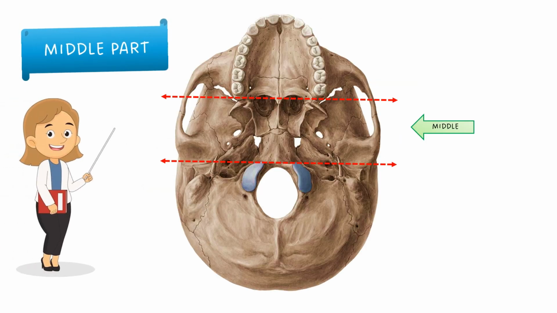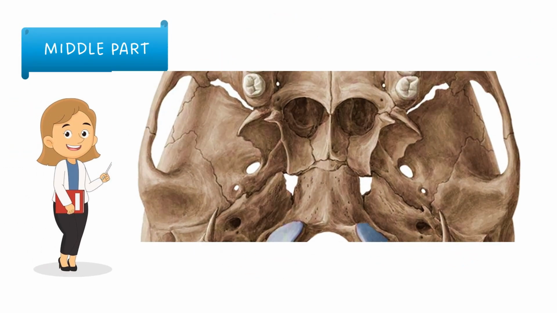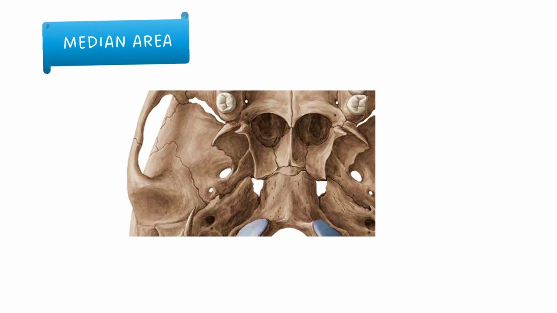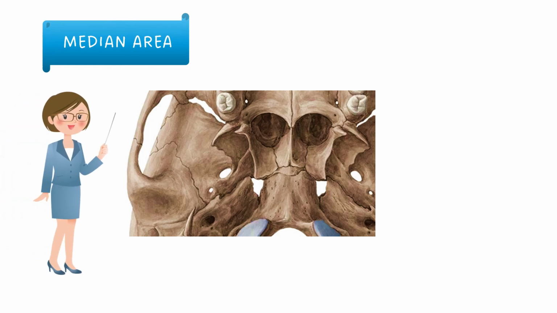Now let's study the middle part of the norma basalis. For the sake of convenience, it is divided into a median area and 2 lateral areas, the right and the left. Now let's study the features of the median area of the middle part of norma basalis. We have the posterior nasal apertures, which are also known as choanae. The posterior border of the vomer separates the 2 choanae.